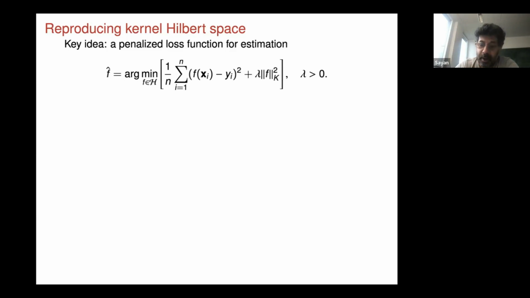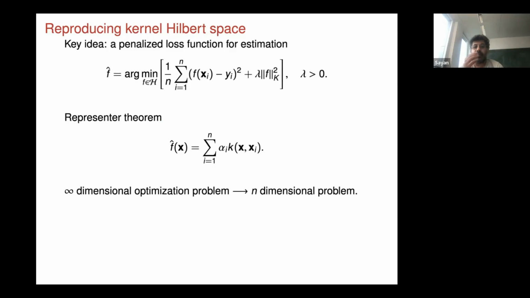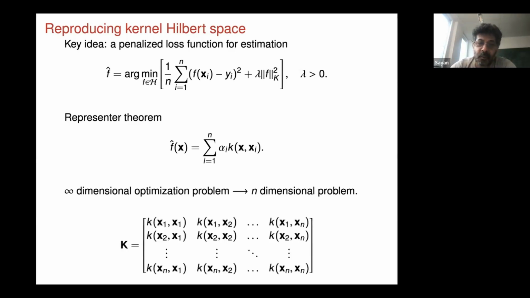Okay? And there's a very nice result, and it tells us that this function f hat is going to be a linear combination of the kernel function. And again, going back to things like Gaussian processes, there are many really nice results in probability and approximation which tell you that you can have an infinite dimensional space, but if you construct it nicely, you get back an n-dimensional problem. And here's your kernel matrix, and I'm just showing you what its elements are.